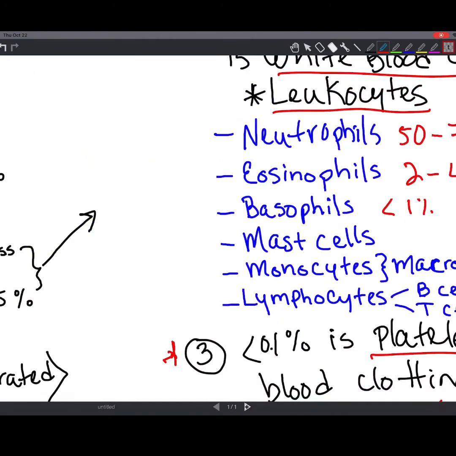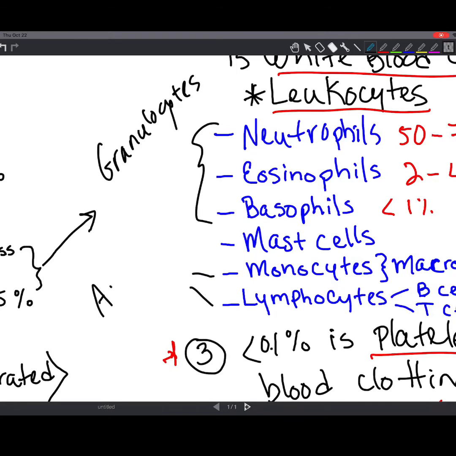Remember that some of these leukocytes are also known as granulocytes, which means that they contain granules inside their cytoplasm. And then these others, for example, are considered agranulocytes, which means that they lack those granules.